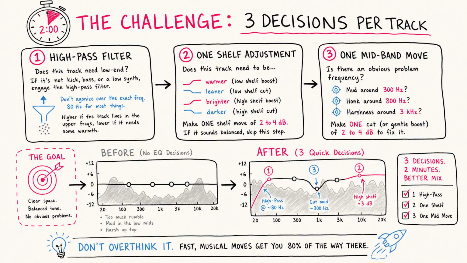Decision 3, one mid-band move. Is there an obvious problem frequency? Mud around 300 Hz, honk around 800 Hz, harshness around 3 kHz? Address the single most obvious issue with a 2 to 4 decibel cut or boost. If nothing jumps out as problematic, don't make a move.